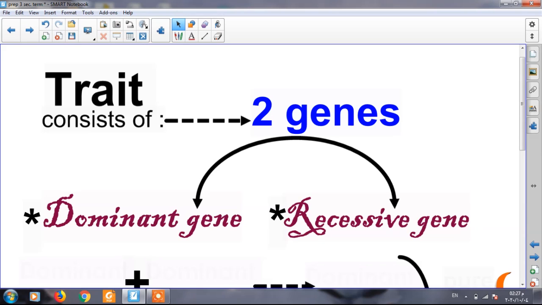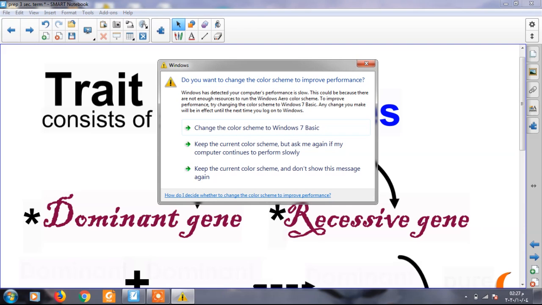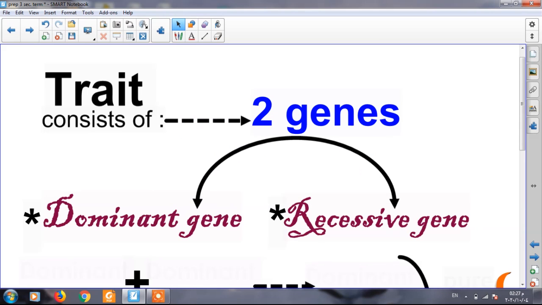Type. If the mother for example has brown eyes but the father has green, so by this way what happened? In this case we have two different traits, dominant and recessive. So my trait now consists of what? It consists of a dominant gene and a recessive gene. Okay, so by this way we have many cases.